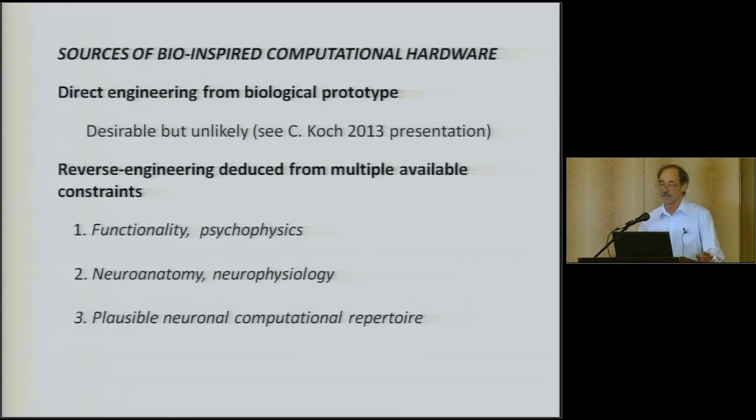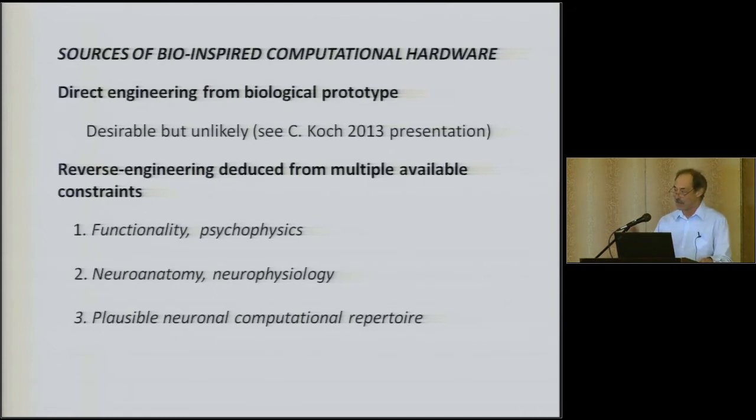So the sources of bio-inspired computational hardware, in ideal circumstances, we could just reverse engineer. We would know enough about the brain to directly reverse engineer it. But I think this is highly unlikely, and I refer you to Christoph Koch's presentation here last year to make that argument cogently. So instead, we sort of have to go from hints by reverse engineering from multiple available constraints.